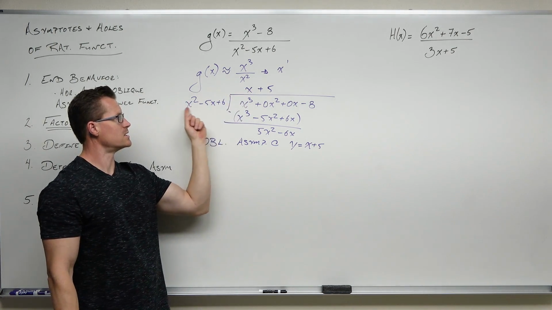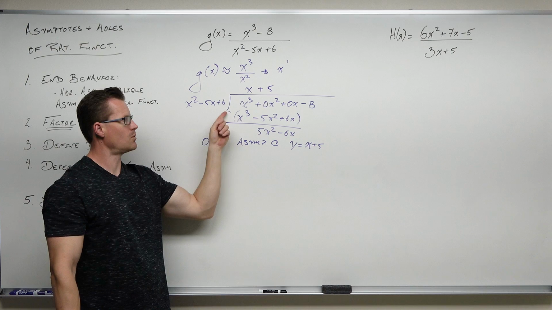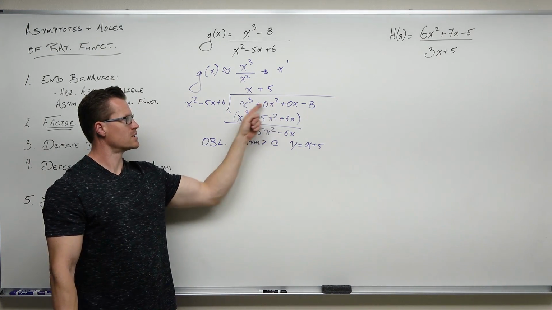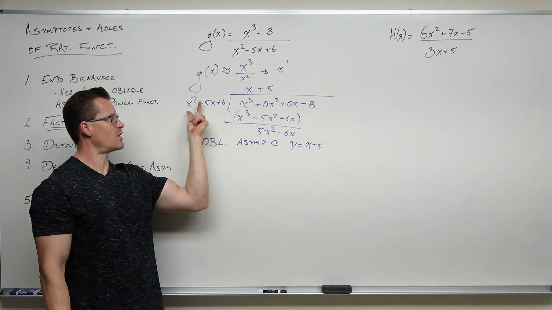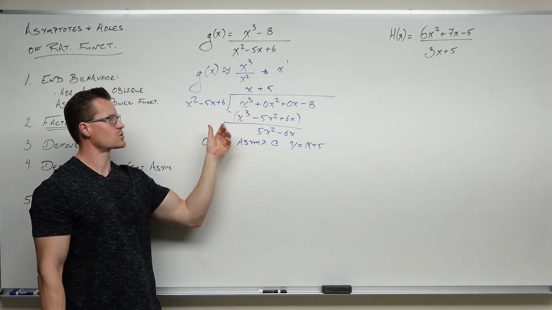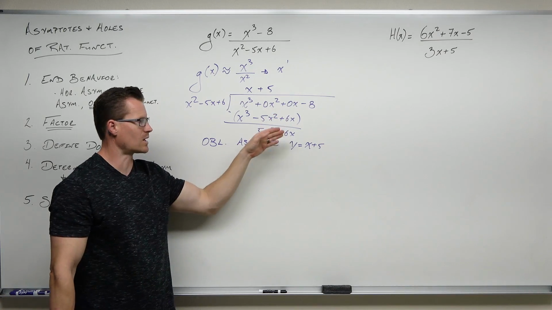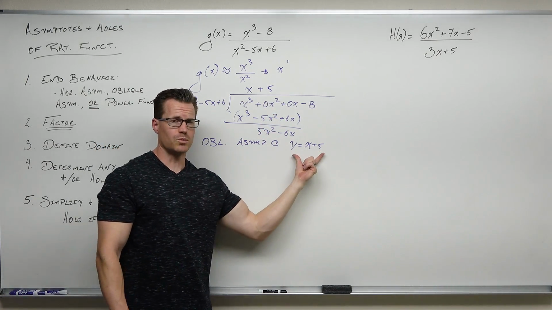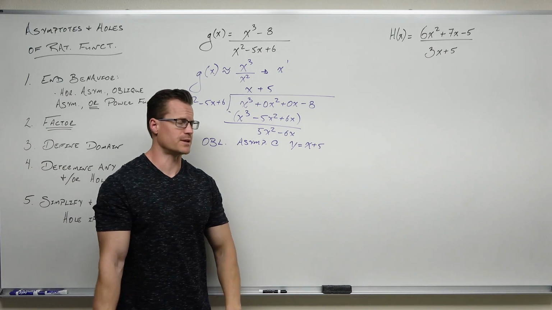That would be x. Distribute. Subtract term by term. 0 minus negative 5 is plus. 0 minus 6 is negative 6. And then do first term divided by first term. 5x squared divided by x squared is just positive 5. x plus 5, you're done. You don't even really need to subtract this one. This is your oblique asymptote for sure. That's going to help us graph in the next video.